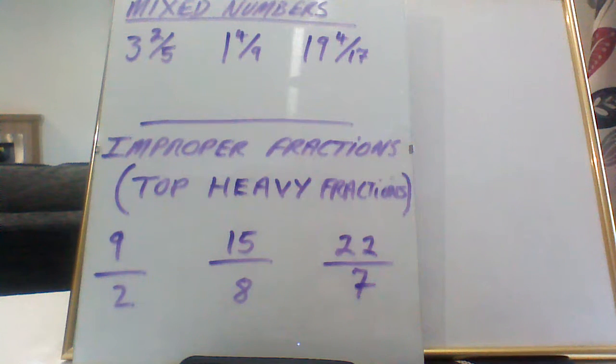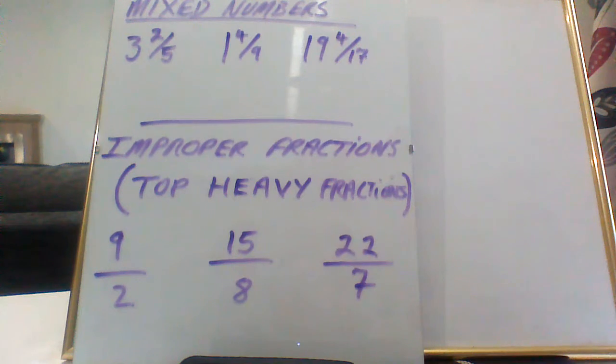Hello again. Today's tutorial has been made to show you how to convert mixed numbers to improper fractions or top-heavy fractions and vice versa. First of all, let's define a mixed number. A mixed number can be defined as a whole number with a fraction alongside it.